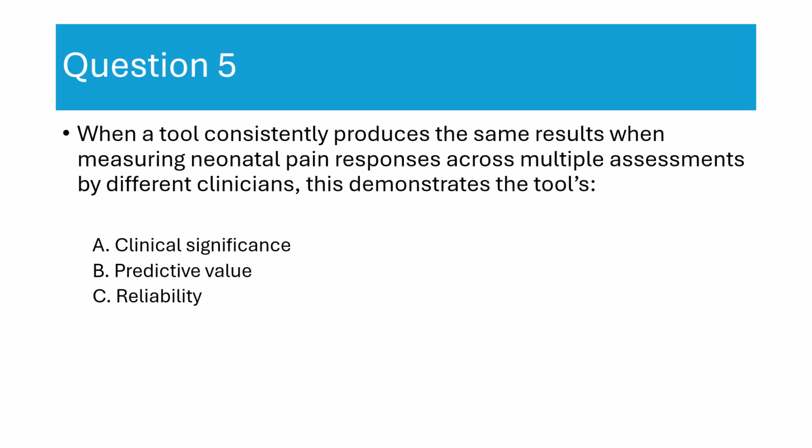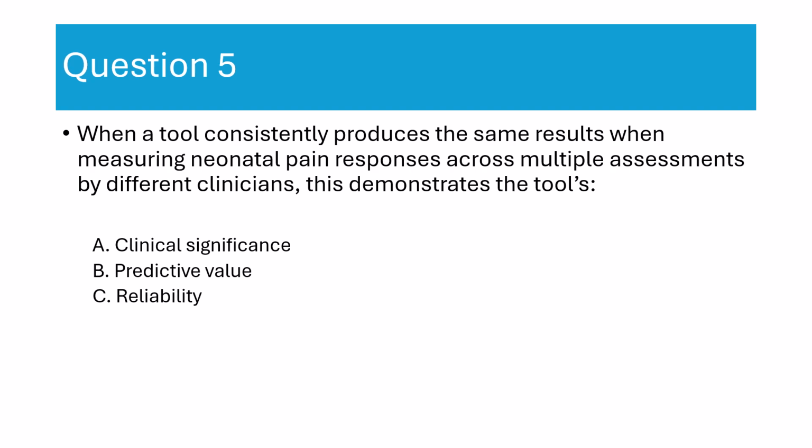When a tool consistently produces the same results when measuring neonatal pain responses across multiple assessments by different clinicians, this demonstrates the tool's A. Clinical significance, B. Predictive value, C. Reliability. The correct choice is C.